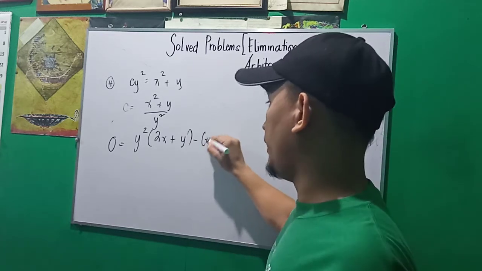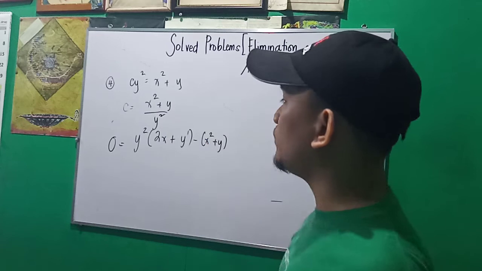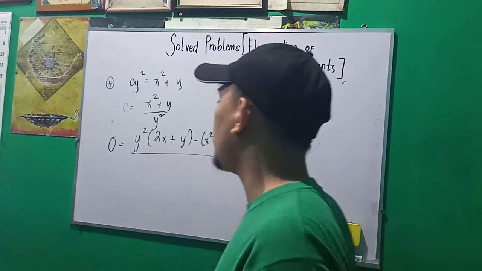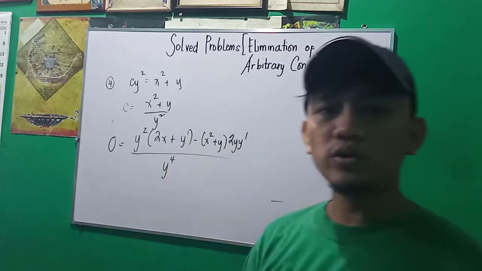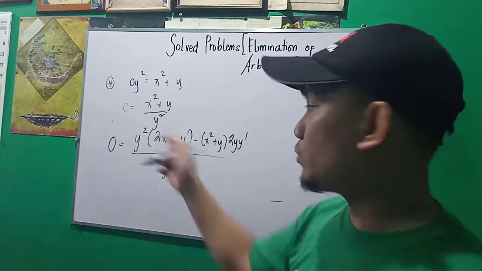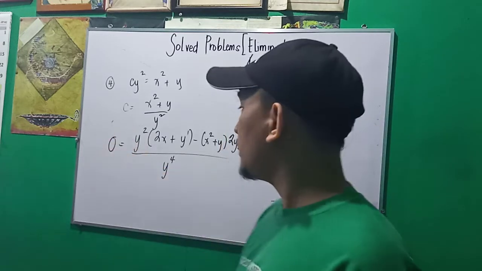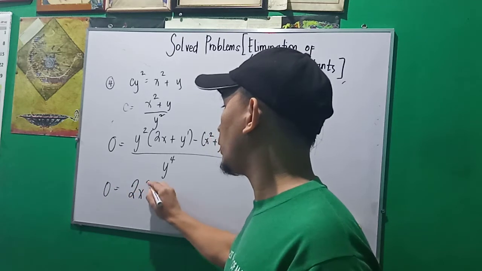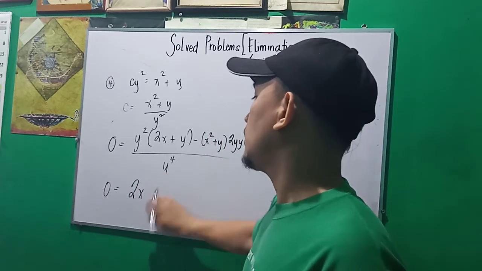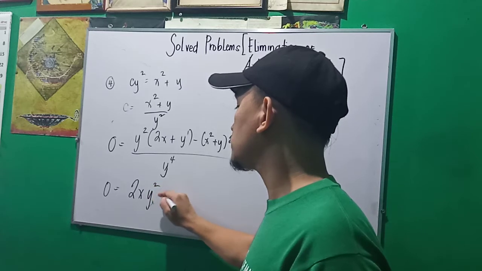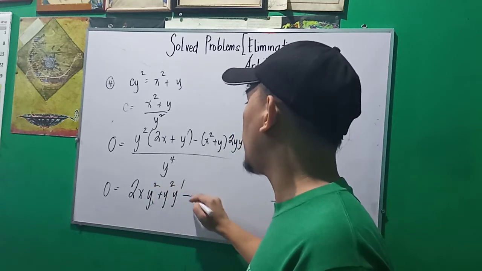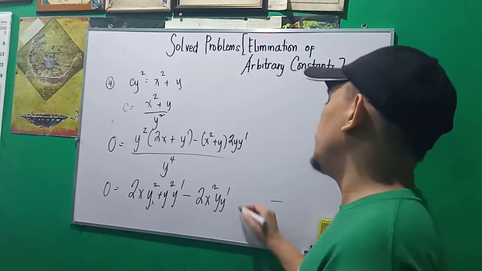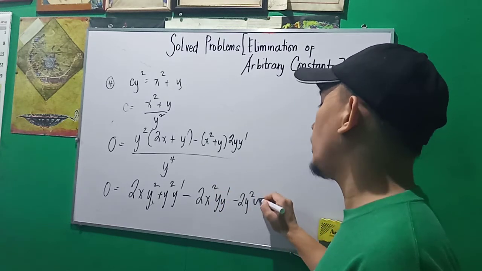So, that is x squared plus y. Derivative ng y squared, mga Lodi? That is 2y, y prime, all over y to the fourth. Bakit y to the fourth, Sir IJ? v squared. So, square lang natin yung baba. Pangyari, ilipat natin sa kabila. So, we have 0 is equal to 2x squared y, 2x y squared plus y squared y prime minus 2x squared y prime minus 2y squared y prime.